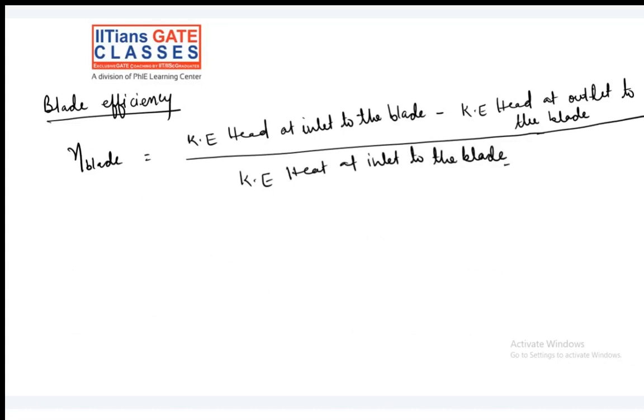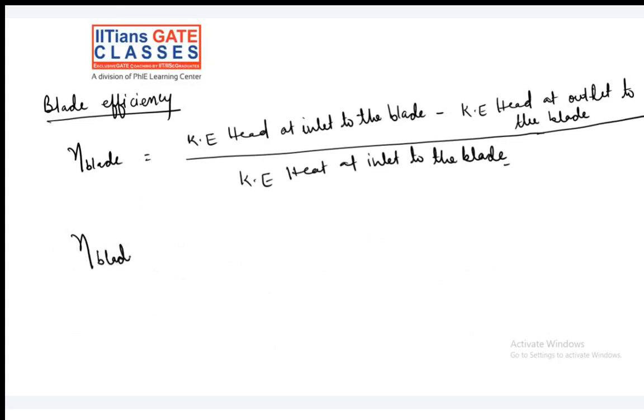What do I mean? If your blade is able to utilize all of the kinetic energy head, then your blade is 100% efficient. Otherwise, your blade is not 100% efficient. Why? Because some of the kinetic energy is anyway lost. Yes or no? So, what is the blade efficiency?